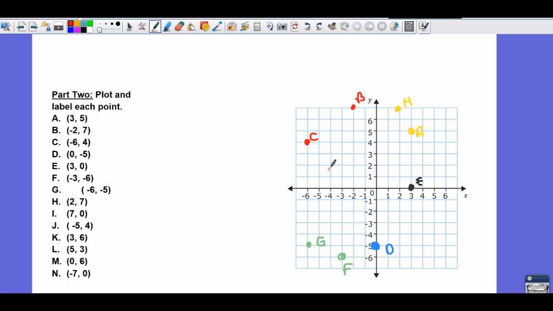I is at (7, 0). J is at (-5, 4). And then K is at (3, 6). L is at (5, 3). M is at (0, 6). And N is at (-7, 0).